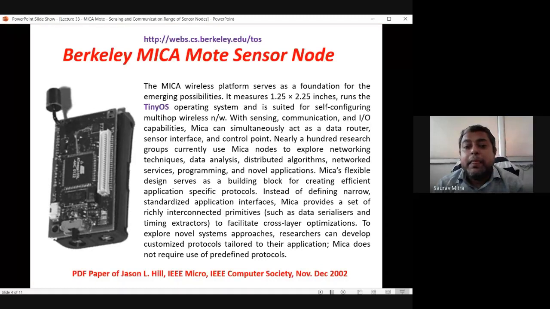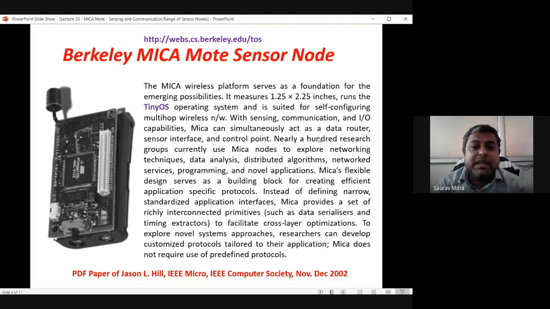Self-configuring means, suppose routing is happening through some 4 or 5 different nodes, and some node goes bad, its battery gets wasted, or somehow it gets burnt. So the other nodes will reroute, they will reconfigure the path so that the data transfer from the source to receiver happens in a seamless fashion. That is actually the self-configuring. And self-healing is also there. So this is a self-healing or self-configuring type of network.